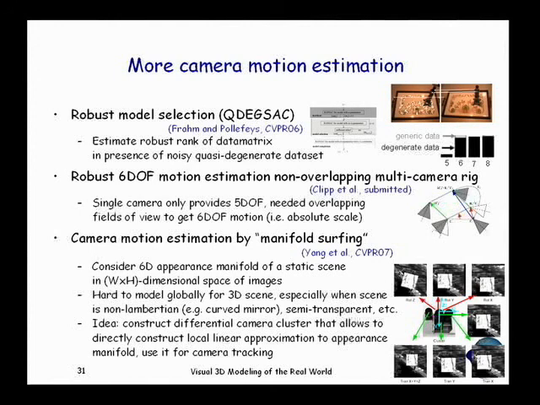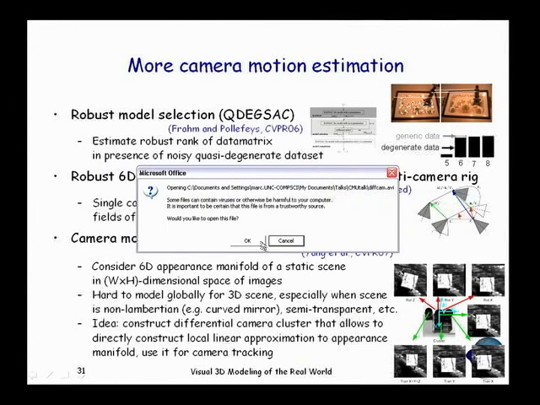The problem is extracting 6 degrees of freedom from a camera system. Even if there's multiple cameras, if there's no overlap, it's actually quite hard. You get 5 degrees of freedom, so you get the relative translation, but the absolute scale is really hard to get. And so we did some work on trying to get that.